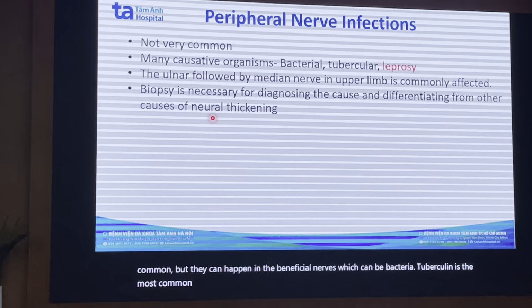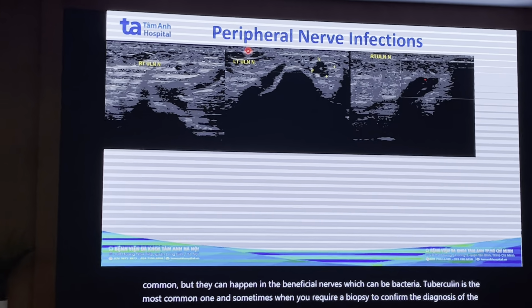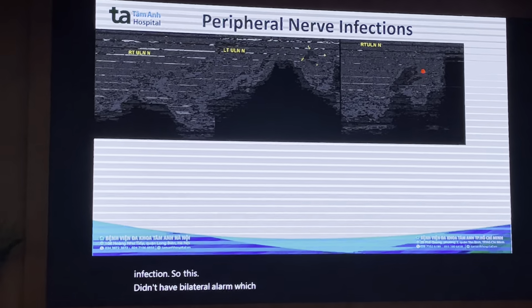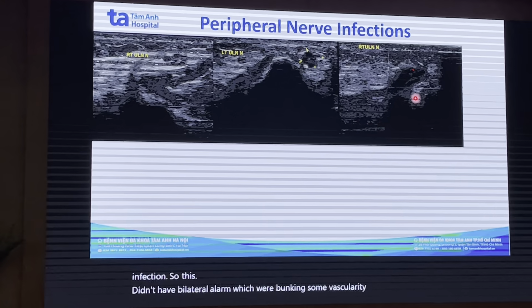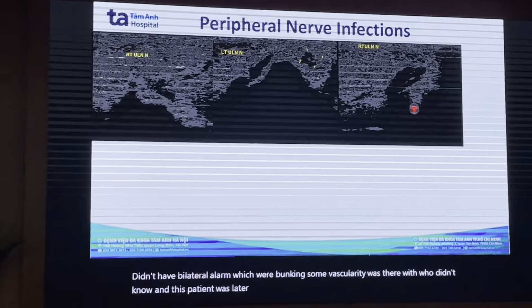And sometimes you may require a biopsy to confirm the diagnosis of the infection. So this patient had bilateral ulnar nerves which were bulky. Some vascularity was there within the nerve, and this patient was later diagnosed as leprosy.